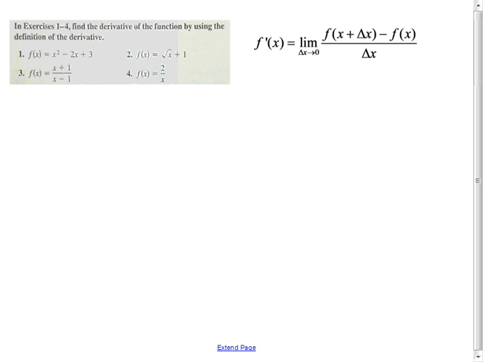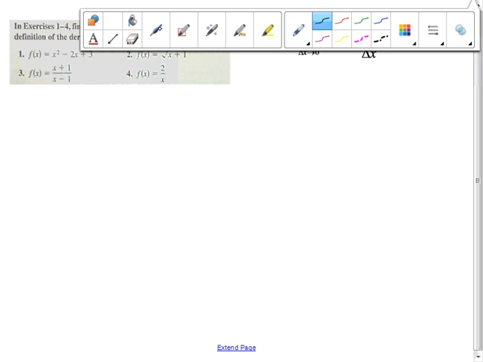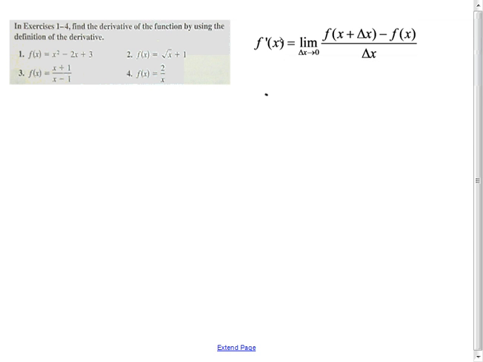Okay, in problem 1, we're supposed to find the derivative by using the definition of the derivative. You'll be asked to do a problem like this on your test, at least one. And to do this, we need to use the definition, which is right up here. The derivative of f is equal to the limit as delta x approaches 0 of f of x plus delta x minus f of x all over delta x.